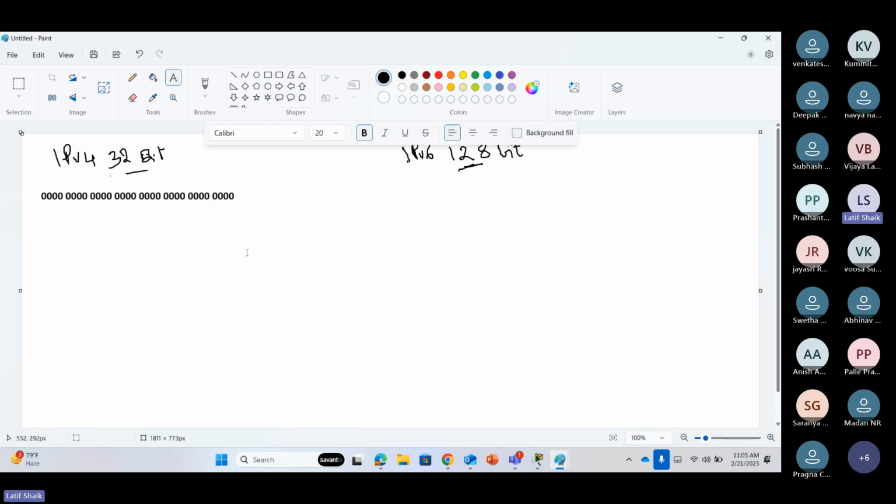Each starts with 0000, and what is the ending? This is the first one. This is the second one. It keeps on going like this, and we reach somewhere like this.